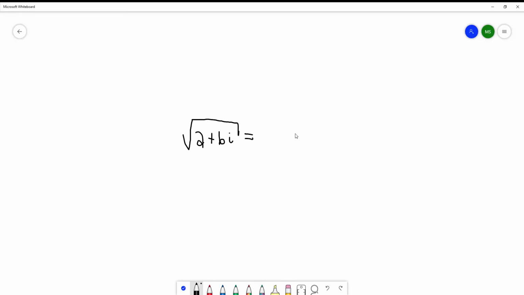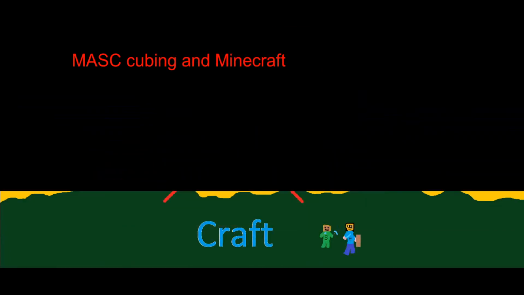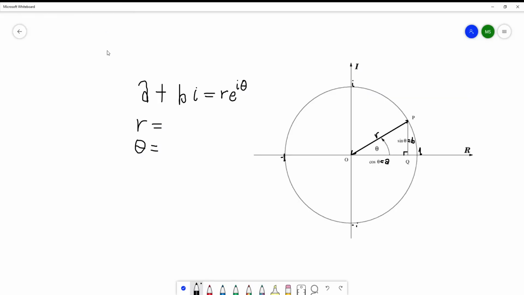How do we take the square root of a complex number? So as you know, a plus bi is in rectangular form, and this is polar form, and that will be used during this video. Now this r here, that's actually the distance from the point to the origin.